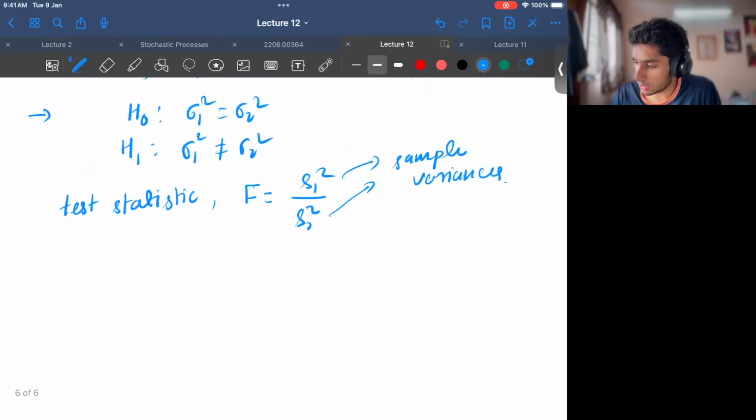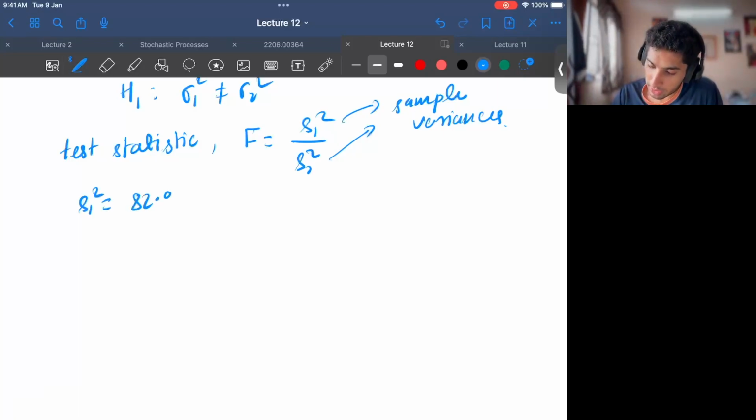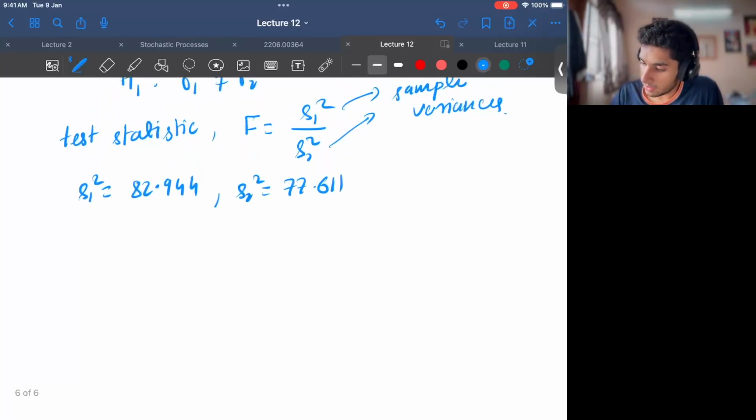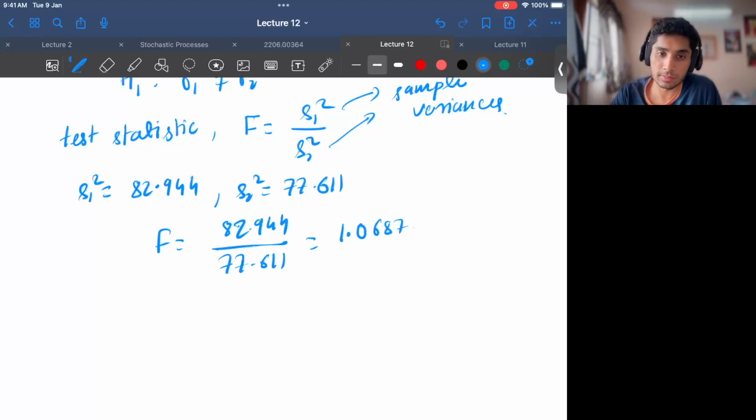Using the data that is given to you in the table, you can calculate that S1 square is equal to 82.944, and S2 square comes out to be 77.611. Hence the value of test statistic F is 82.944 divided by 77.611. This comes out to be 1.0687.